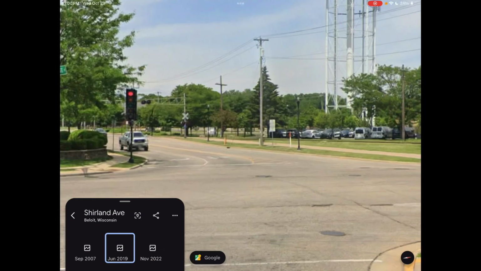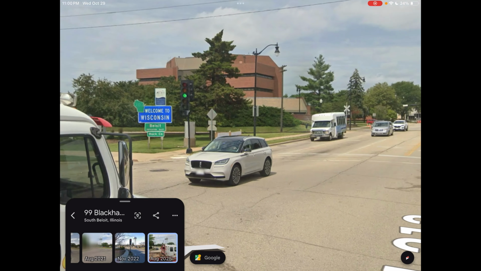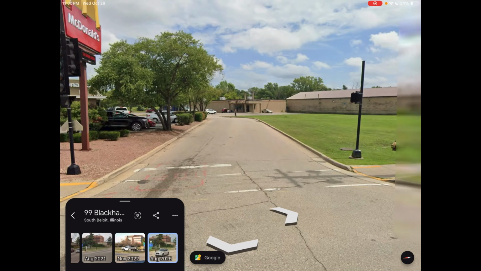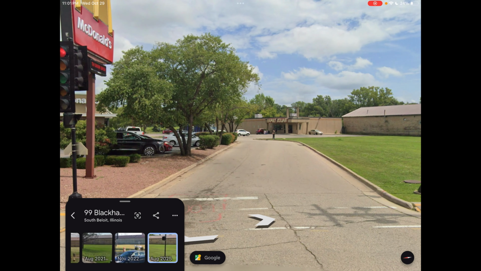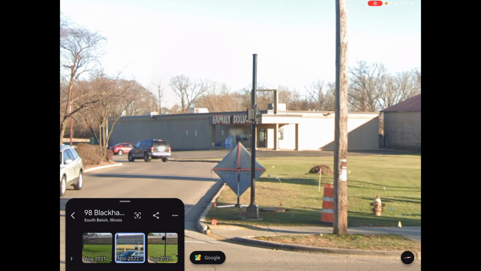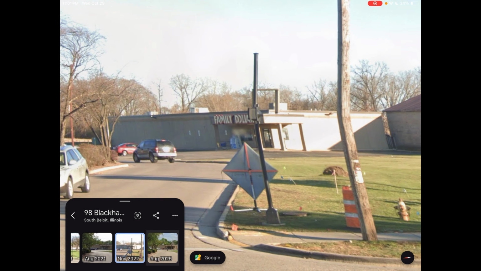One upgrade I am completely aware of is that they have this new crosswalk signal here, because this is what it used to look like before. It was just an older hand signal crosswalk. Now it's just the old countdown.